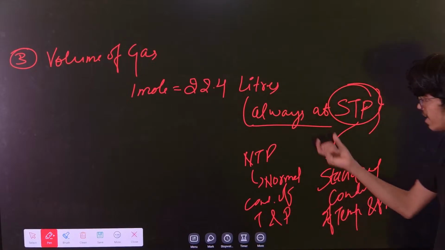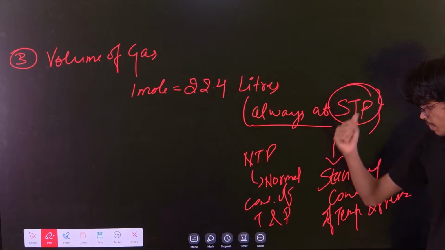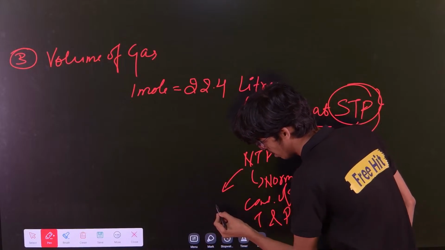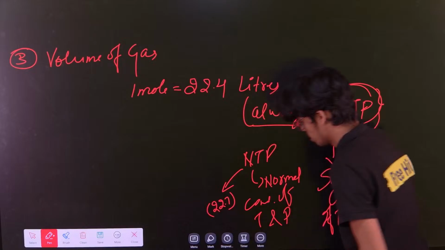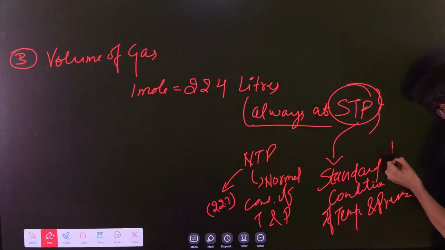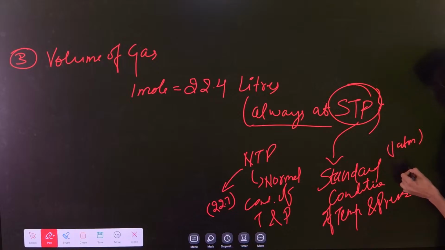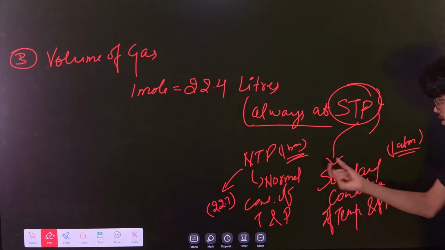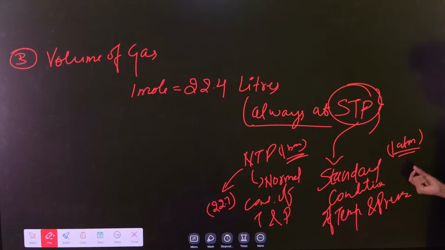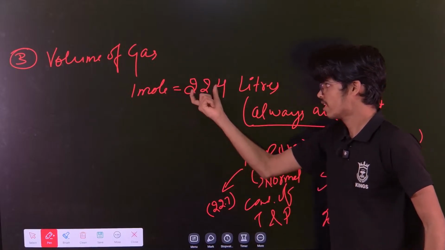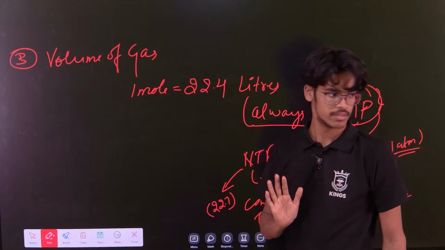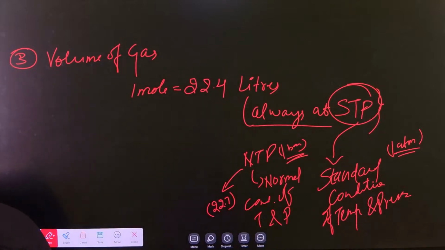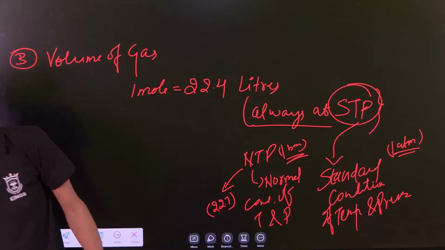At STP, 1 mole is equal to 22.4 liters. At NTP it is a little bit different, somewhere around 22.7, I think. Now, what is the difference between NTP and STP? STP is taken at 1 atm, and NTP is taken at 1 bar. Because there is a small difference between 1 bar and 1 atm, the volume of 1 mole of gas is a little bit different in NTP and STP. Got it? Someone has written standard temperature and pressure. Very good, Kanishka. Very good, Priya.